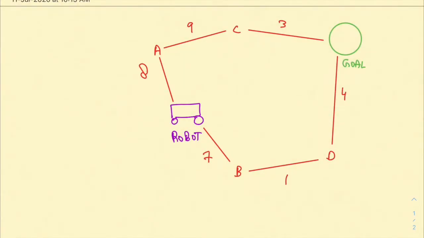Hello fellow robotics enthusiasts. In this lecture we will be studying a fundamental search algorithm called Uniform Cost Search, or UCS. It forms a base for the A-star search algorithm, which we will cover next week.